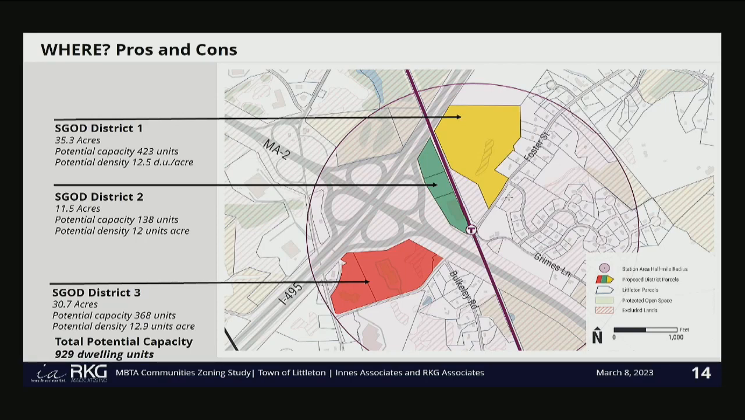Are they the red parcels here? No, they're not any of those three. Are they outside the half mile? That's what I was going to ask you. No, they are not. They are in your elliptical.